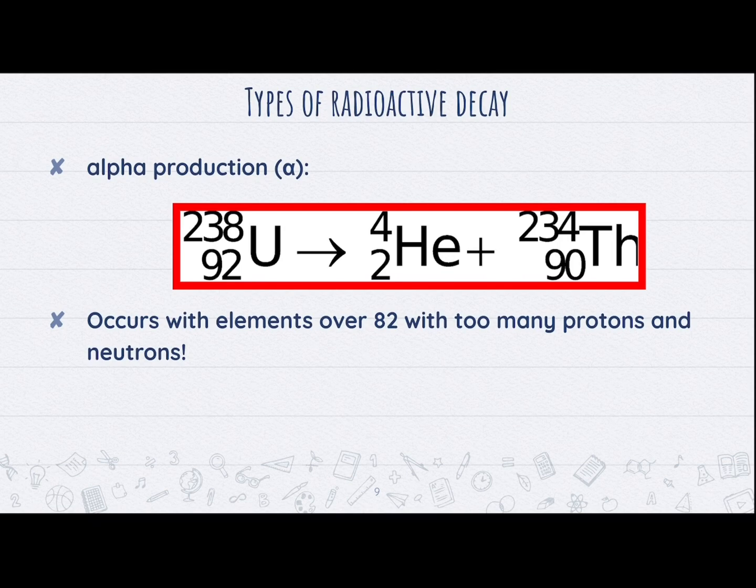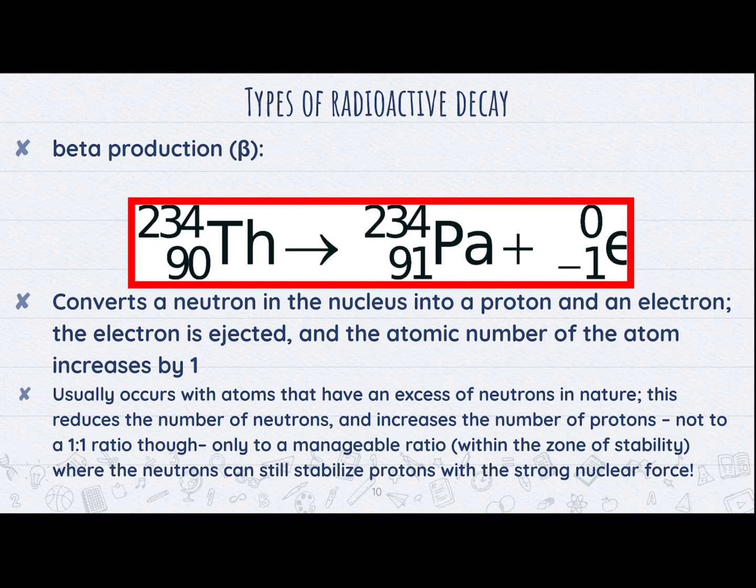Our first type of radioactive decay, or first type of radiation, is alpha production. Here's an example of what that looks like. Again, the helium nucleus, you can replace that just with alpha. It means the same thing. This occurs with elements over 82 with too many protons and neutrons. Next we have beta radiation. Beta is just an electron. So at the very right side, you could also replace that with the beta symbol if you wanted to.